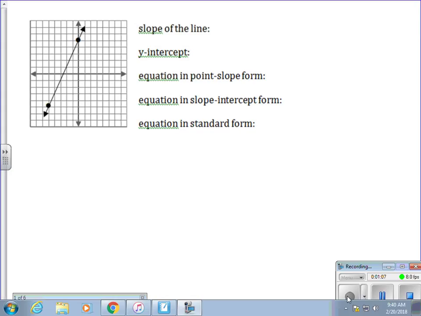On this one from the graph, I would actually just put in the triangle, count the squares. Okay. I have 1, 2, 3, 4, 5 going over.